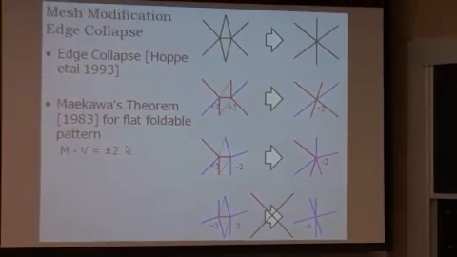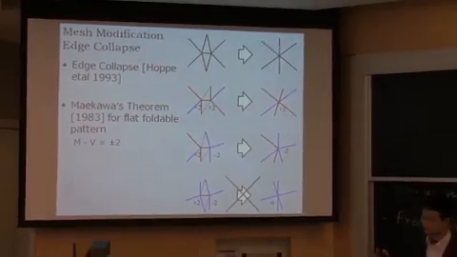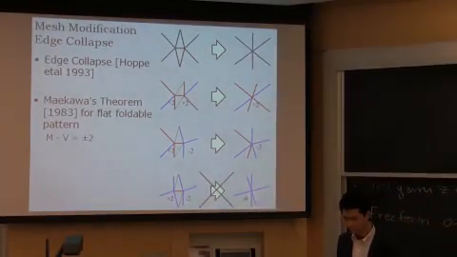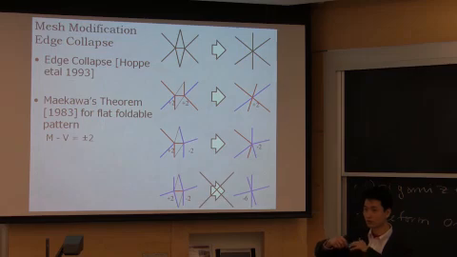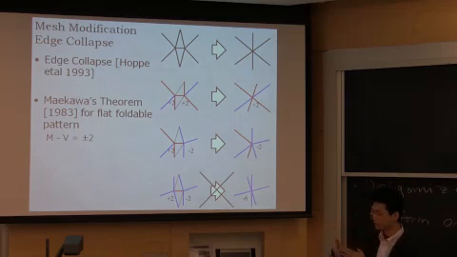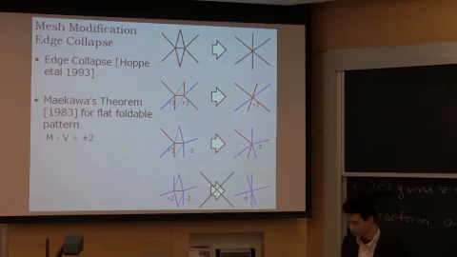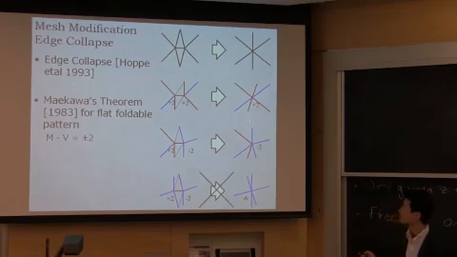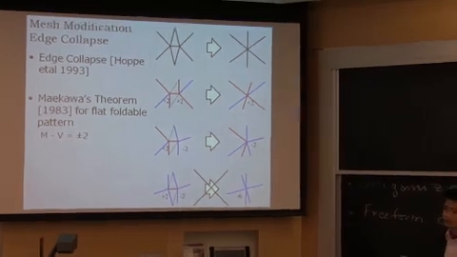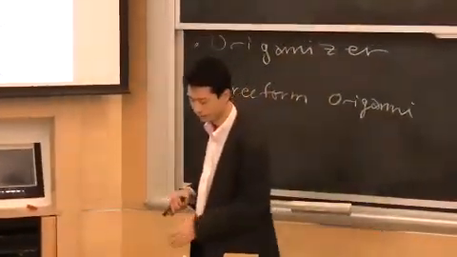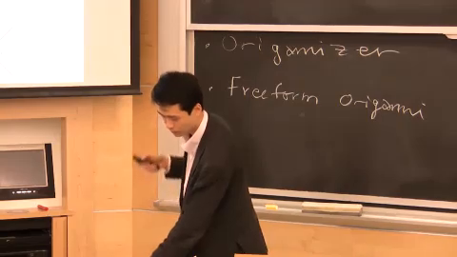Also, we want to do some mesh modification, because if you change the crease pattern, then it will end up in degenerate triangles, so we need to do some kind of edge collapse operation. However, in order to do that, we have several conditions. We have to keep Maekawa's theorem if the surface is flat foldable, and we use that for doing edge collapsing and mesh modification.